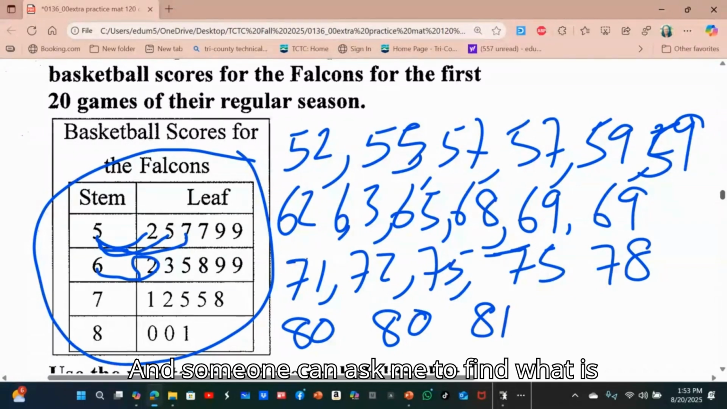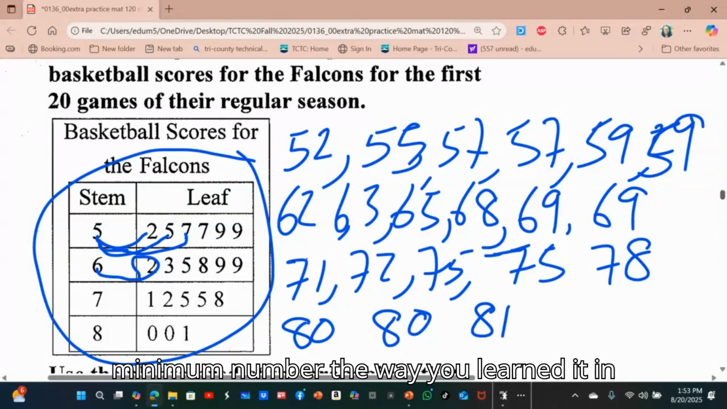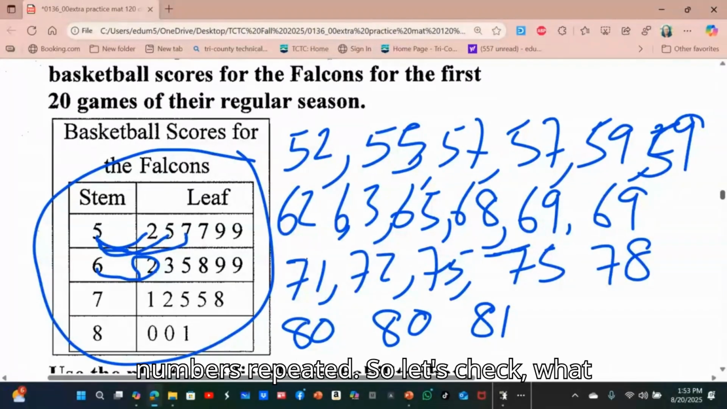Someone can ask me to find the range. The range is the maximum number minus the minimum number, the way you learned it in middle school. 81 minus 52. So the range is 81 minus 52. And if you're told to find the interquartile range, or you could be told to find the mode, you find out which numbers repeated.